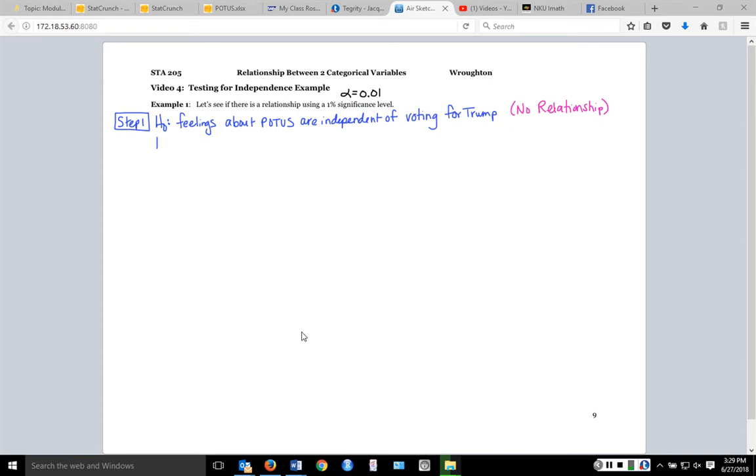Our alternative hypothesis is the same idea, except that it's dependent, or that there is a relationship. So feelings about the president are dependent on voting for Trump. Or that there is a relationship between our two variables. The one does impact the other.